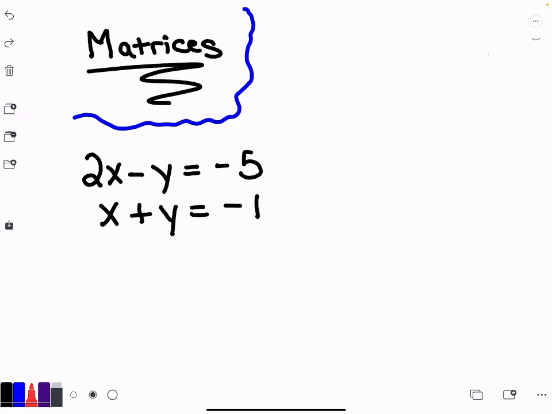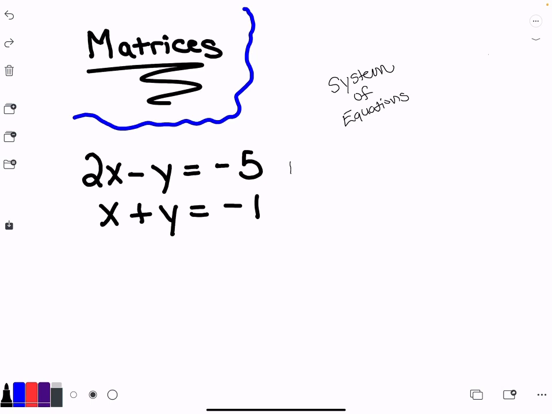A system of equations is basically when you are considering two or more equations at the same time. I was trying to write and talk at the same time. So if you have two or more equations and you consider them at the same time, to find the solution, you're looking for the place where they cross, right?